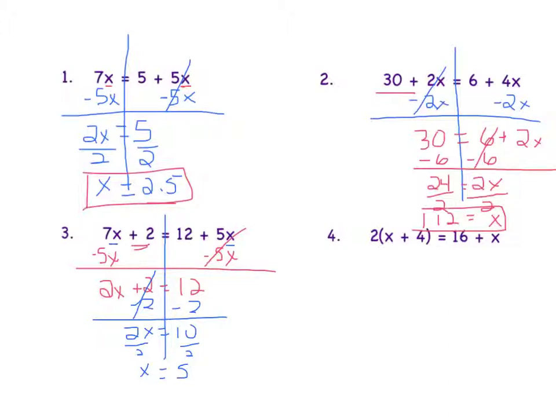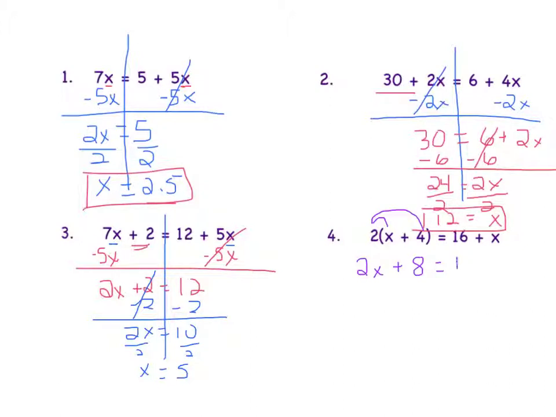And my last example. This one is a little trickier because I see parentheses. The parentheses tell me that I need to do some multiplying first. This is the distributive property. So I'm going to start with using the distributive property. 2 times x is 2x. 2 times 4 is 8.